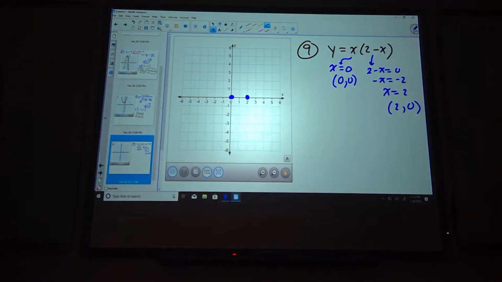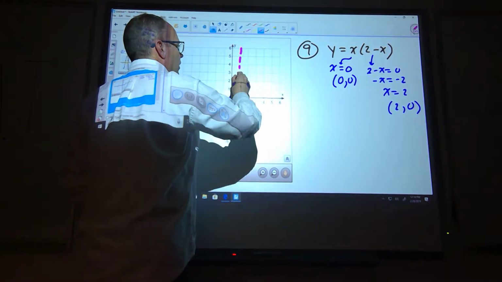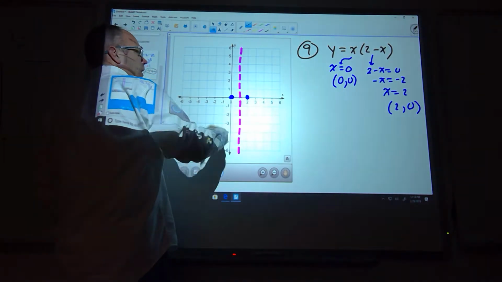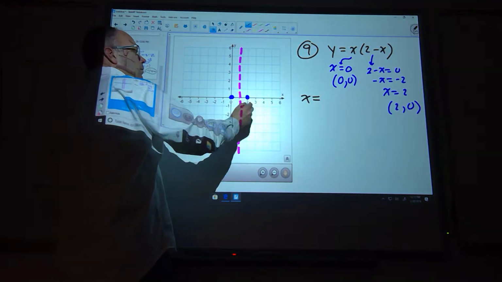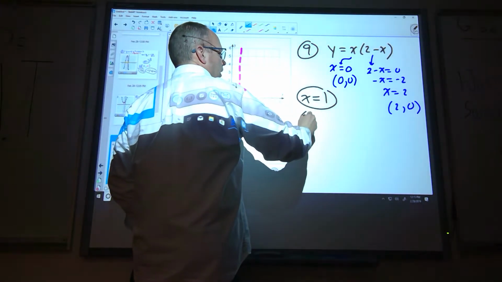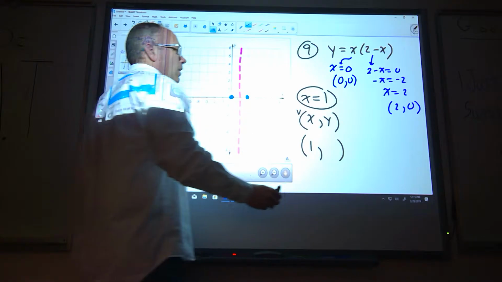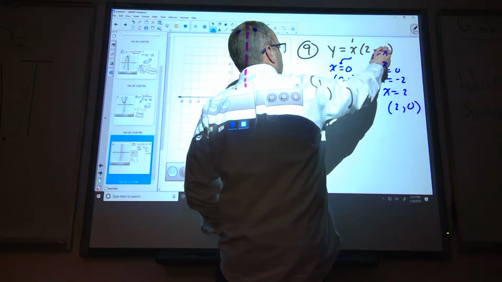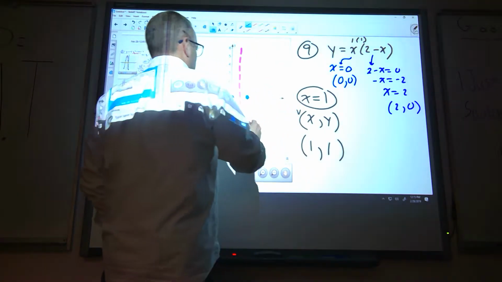So what's guaranteed to happen halfway in between those two roots? The vertex. So my axis of symmetry falls right here. What x value is that? 1. Okay, so that's my axis of symmetry. Let's go ahead and find my vertex, which I know is x comma y. So I'm going to get 1 comma something. Well, I'm going to take that x and plug it right in like I normally would. So that's a 1, and then 2 minus 1 is 1. So 1 times 1 is 1. I get a vertex at 1, 1.